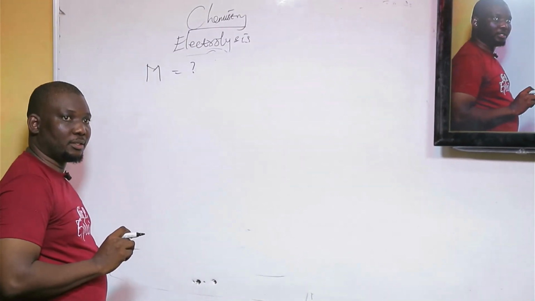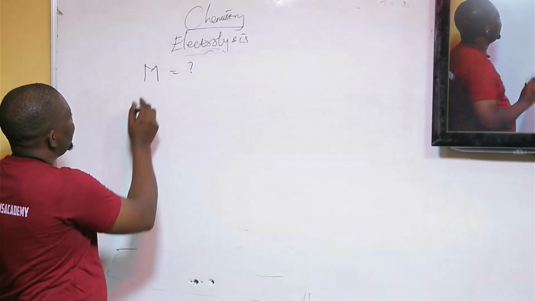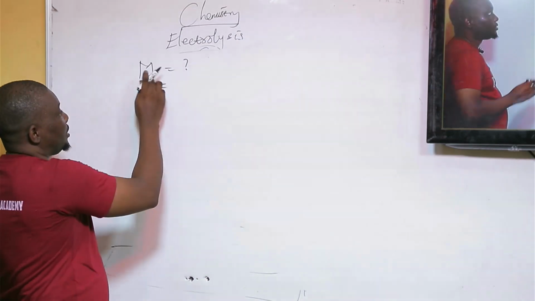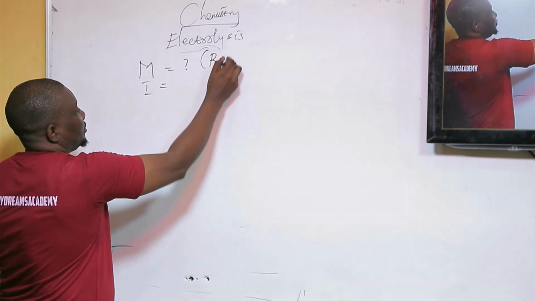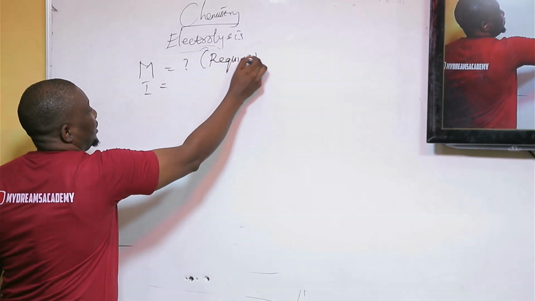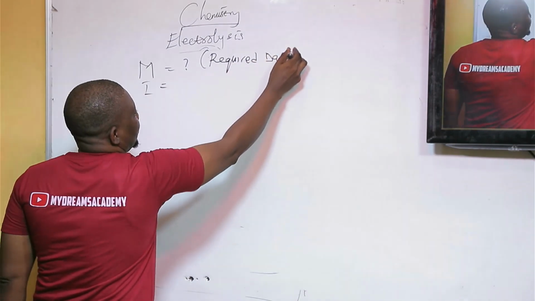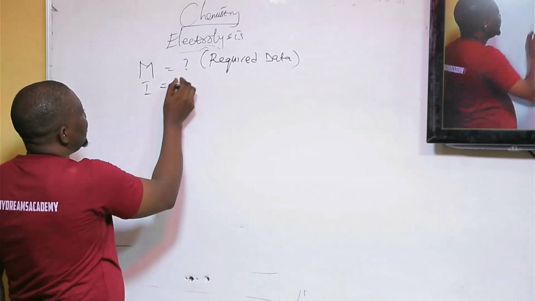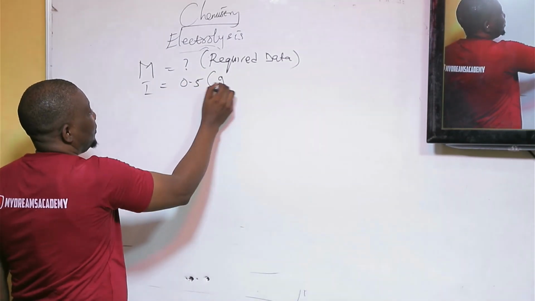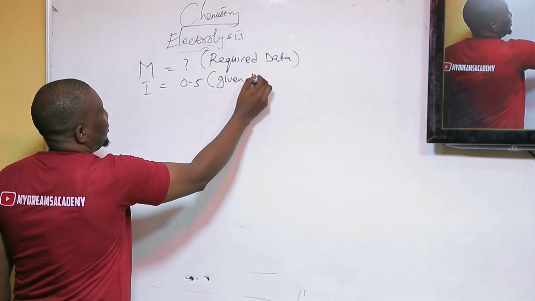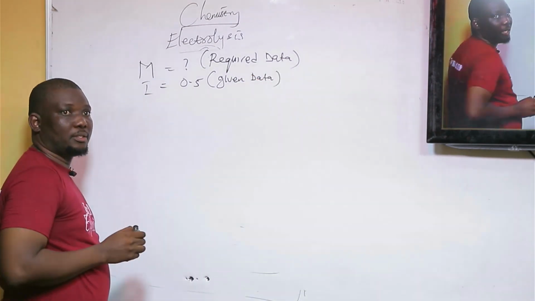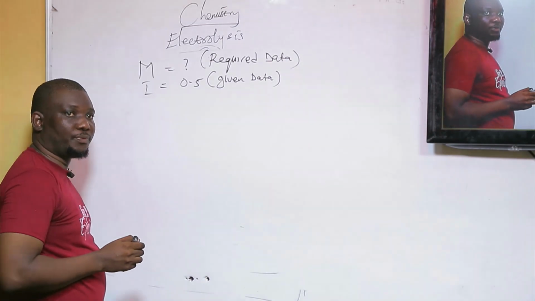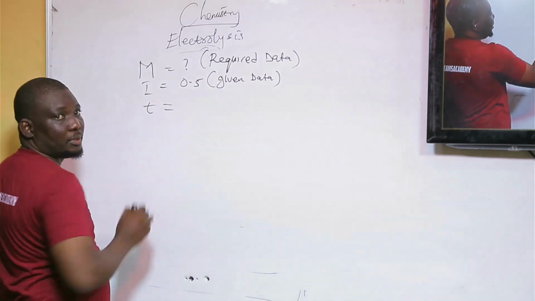When a current, so we are now given that our current. So this M is what we are required to find. So let me call it the required data. And then I is the current, 0.5. So it is given data. We're given it. And then when the current flows for a time of what?